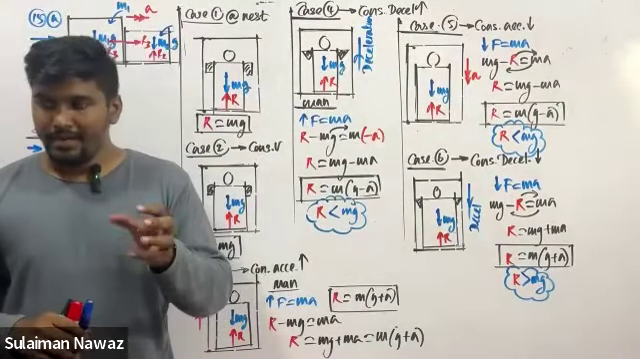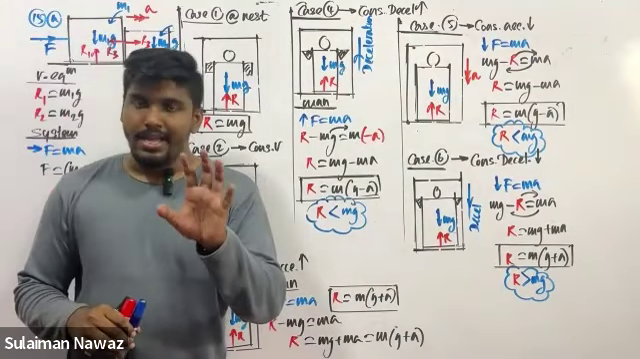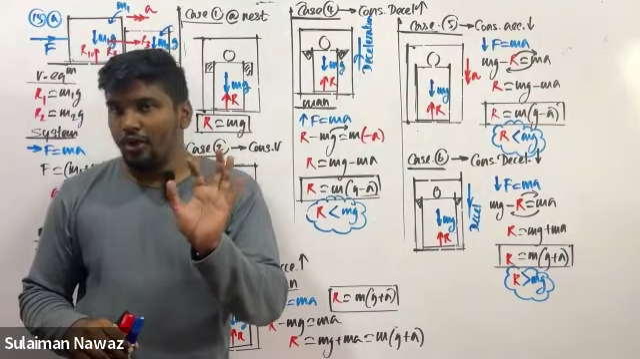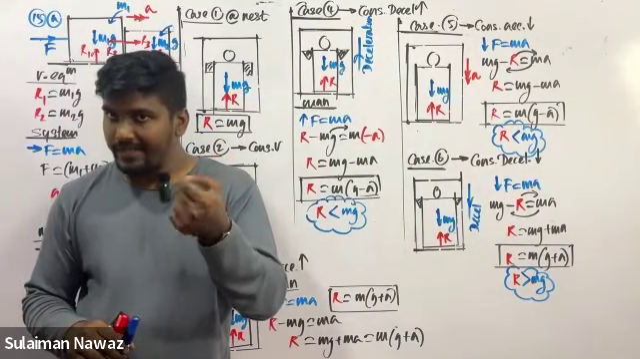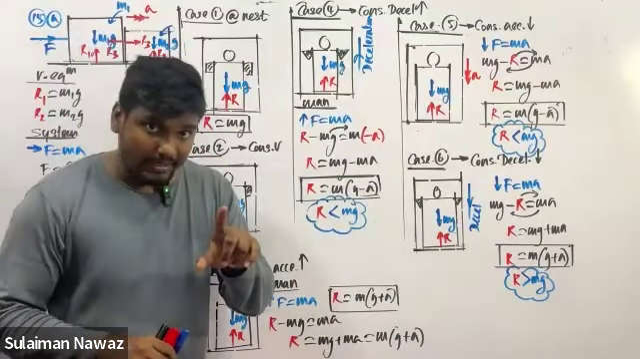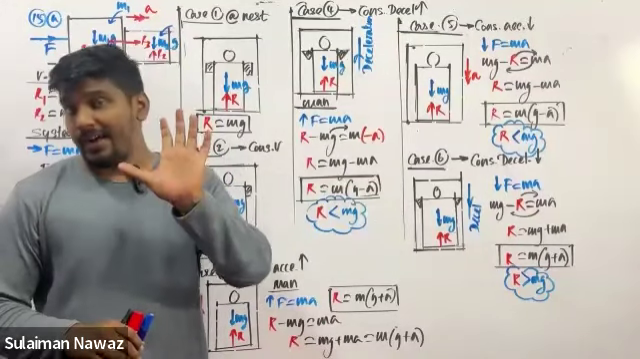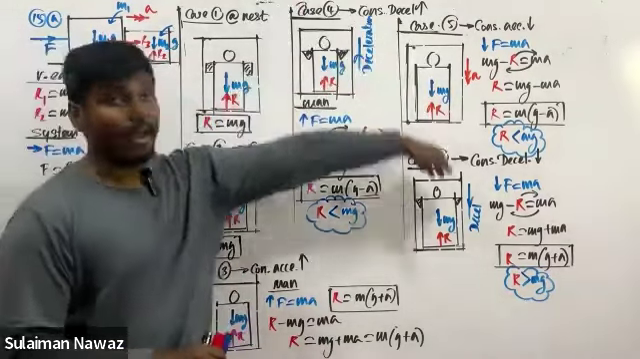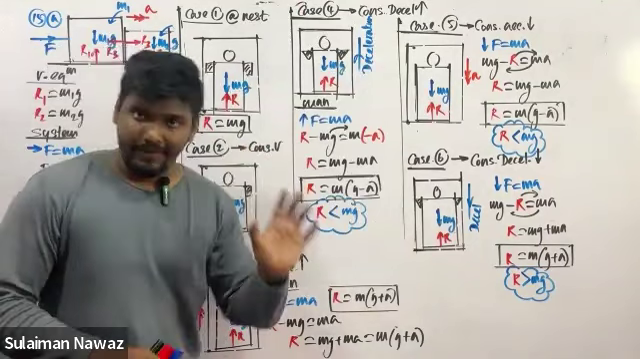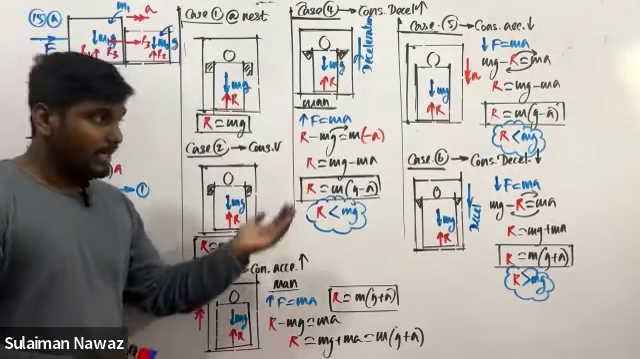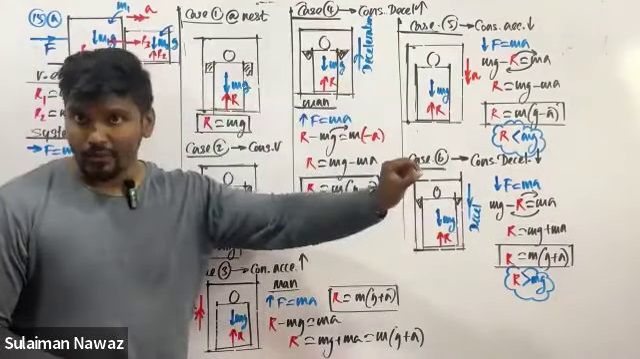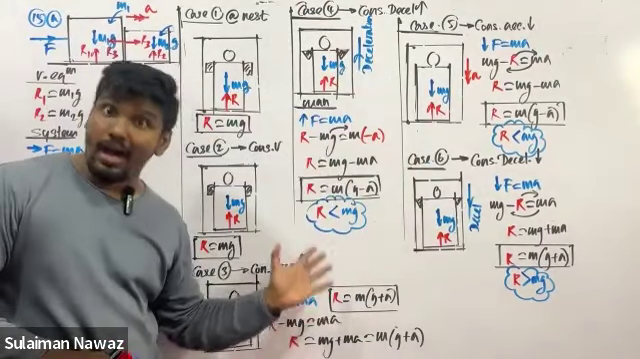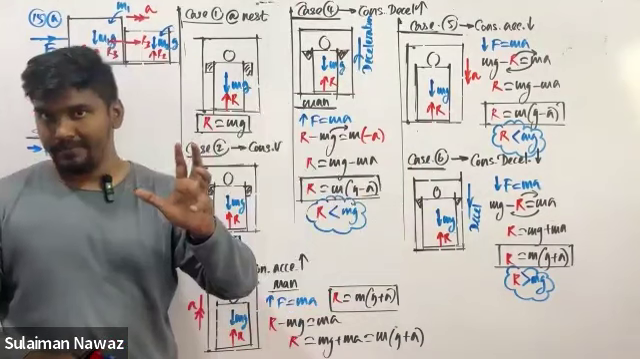Now the summary. If the lift is at rest or moves under constant velocity, then there is no change in the normal reaction force. The normal reaction force exactly equals the weight mg. If the lift accelerates upwards, or decelerates downwards with the same values, the normal reaction force is larger than the weight, mg plus.